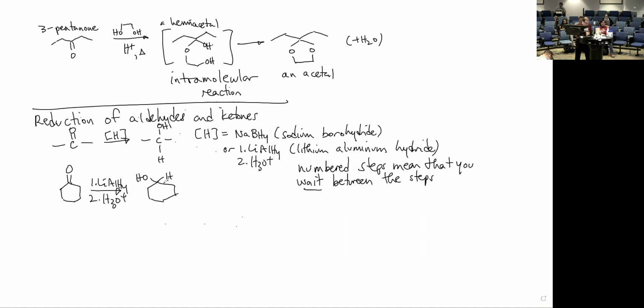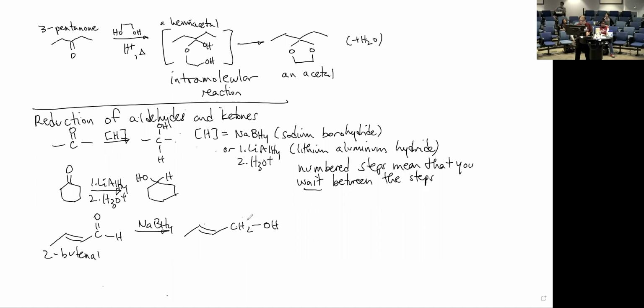That's one example. Here's another example I got from your book. This is 2-butenal. If you were to treat this with sodium borohydride, or I think with lithium aluminum hydride, I don't think it matters which one, I would expect everything else will remain the same. The carbon-carbon double bond will survive, and you'll get CH2OH.